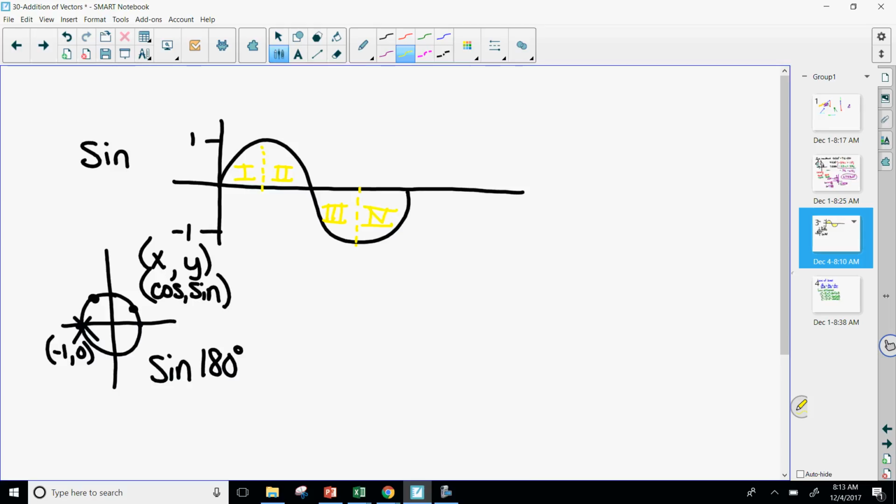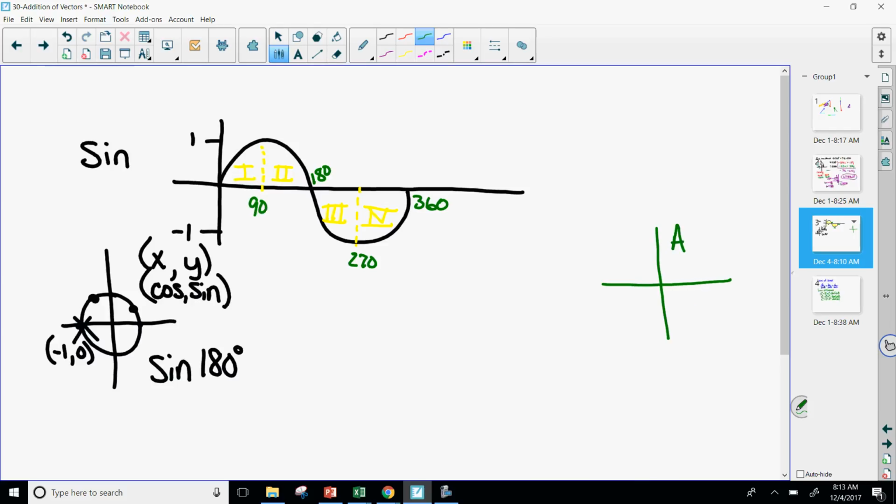So this also helps you. Right here is 90 degrees. There's 180. Here's 270. And here's 360. This also helps tell you what quadrants they're positive in. It's just another way to help you memorize some of this stuff.